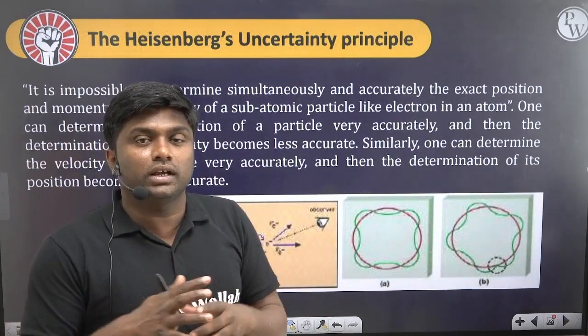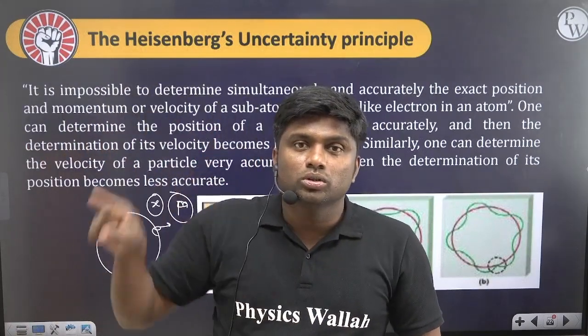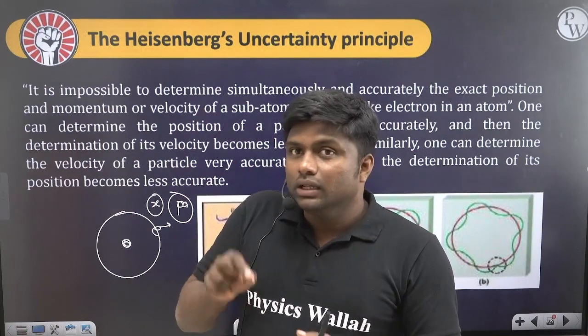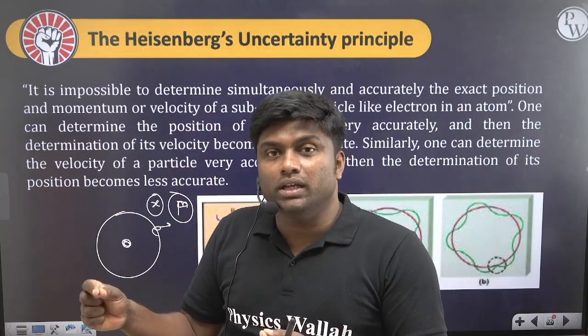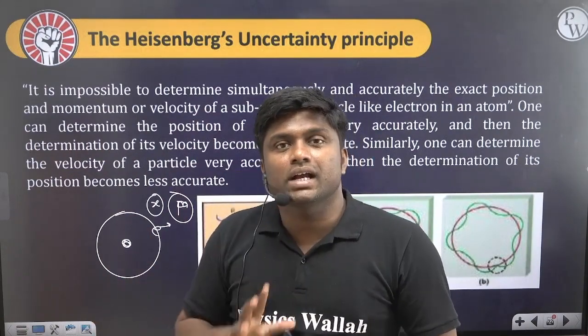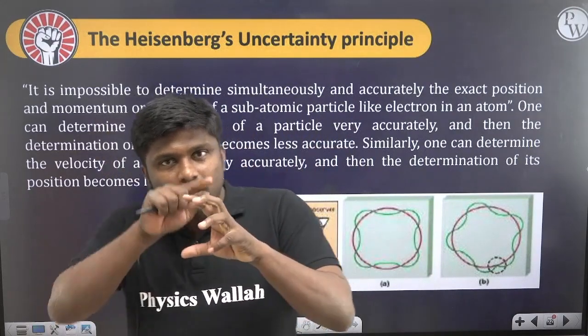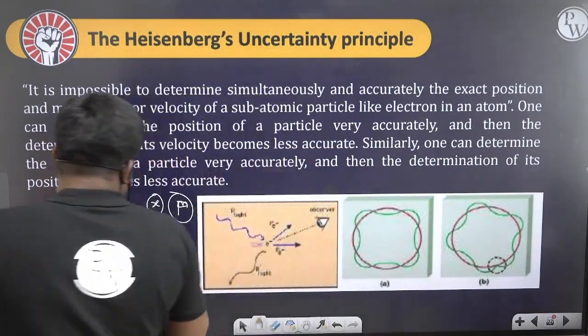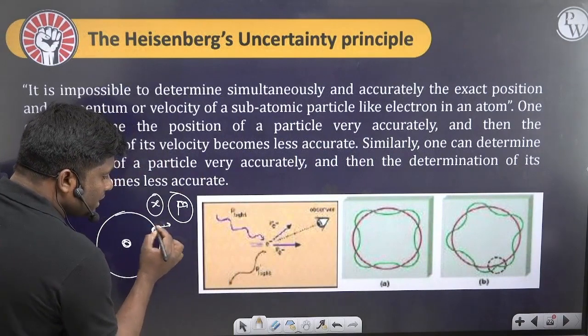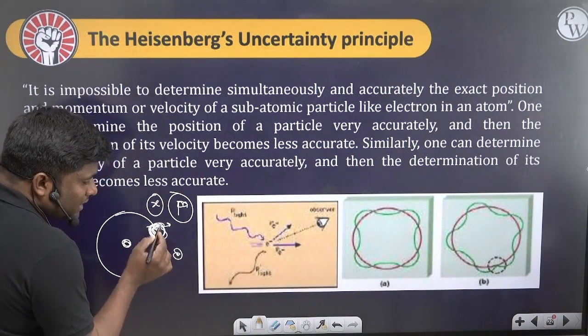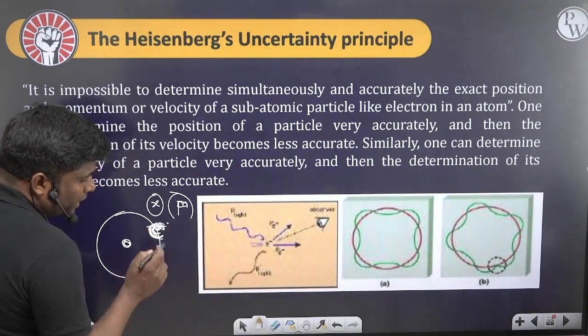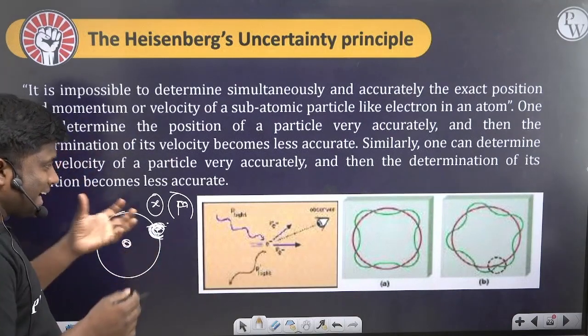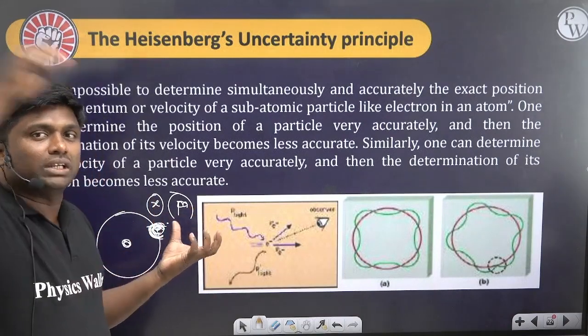Heisenberg says that when an electron is revolving around the nucleus, we cannot determine its position and momentum exactly at a time. Because when the electron is revolving around the nucleus, for example, we have decided its position and it is continuously rotating around the nucleus. While we are calculating its momentum, the position will change.